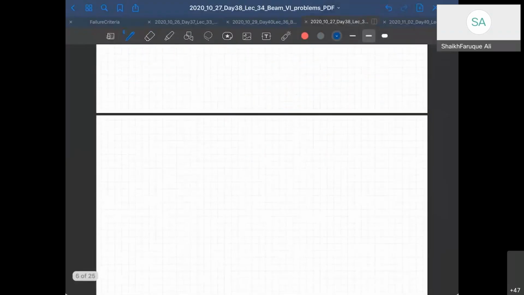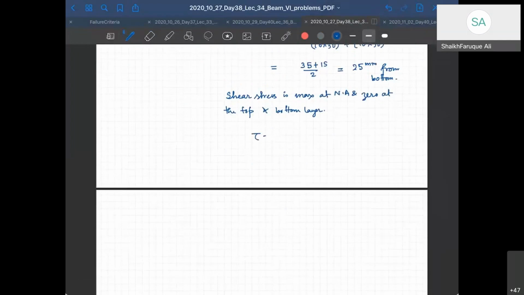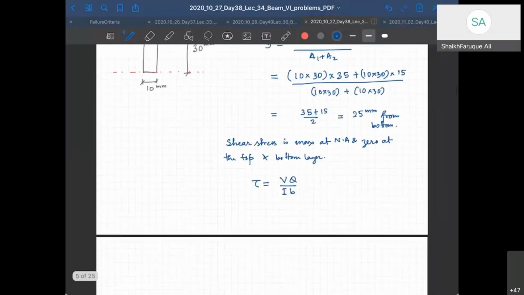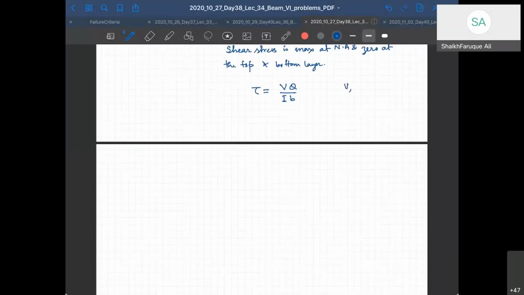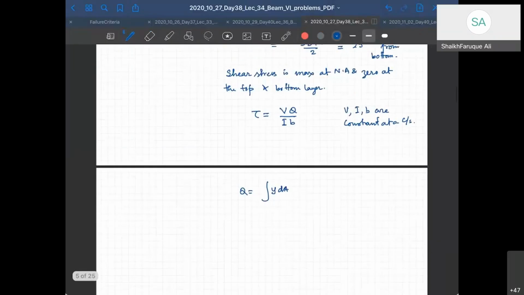Shear stress tau equals VQ by IB. Okay, let's say B is something around 10, 15, whatever you want to say. Now V, I, B are constant at a cross section. What is left out? Only Q. And Q, we know, is the integral of y dA from whatever point you are looking at to the neutral axis, right?